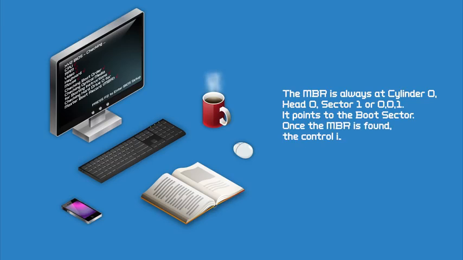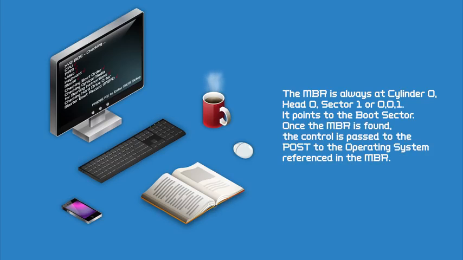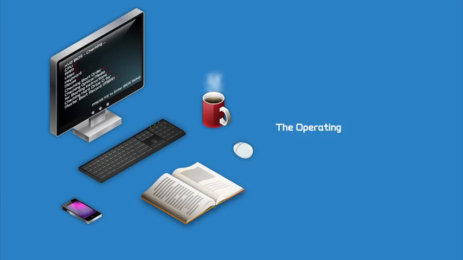The master boot record is always at cylinder 0, head 0, and sector 1. It points to the boot sector. Finally, POST is done, and the operating system takes over.